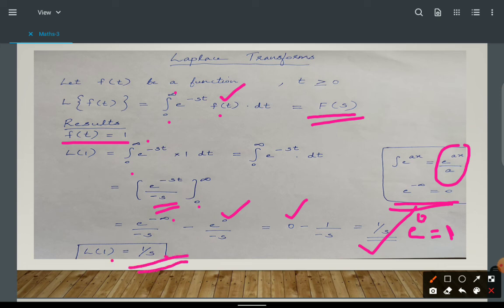ഇതാണ് നമുക്ക് കിട്ടുന്ന ഫൈനൽ റിസൾട്ട്. So we should know this result. Laplace of 1 is equal to 1 by s.